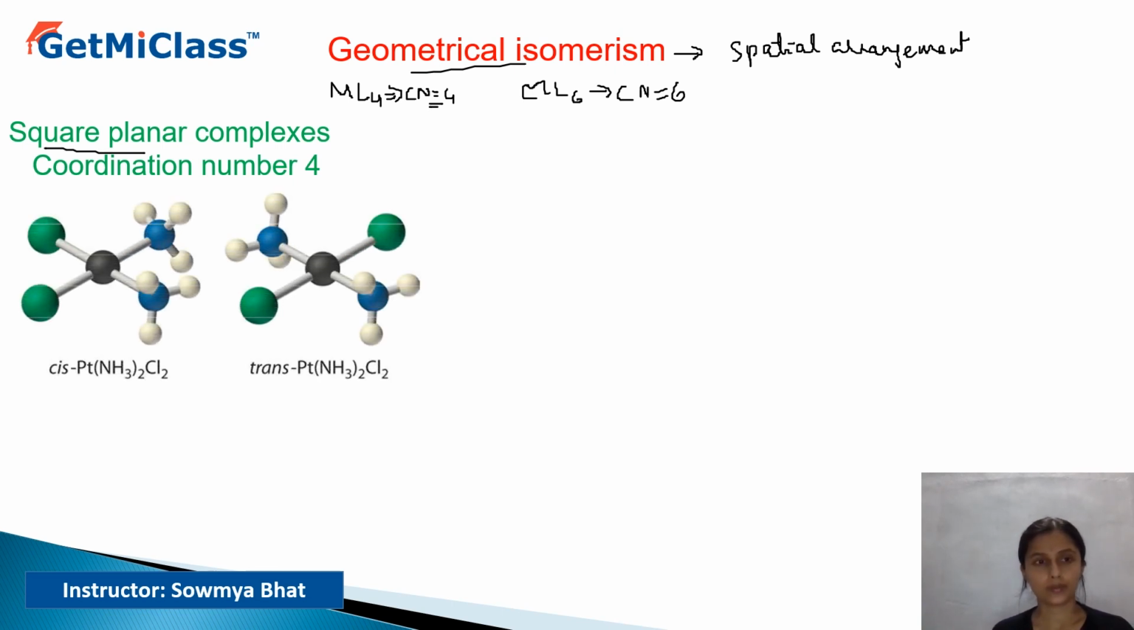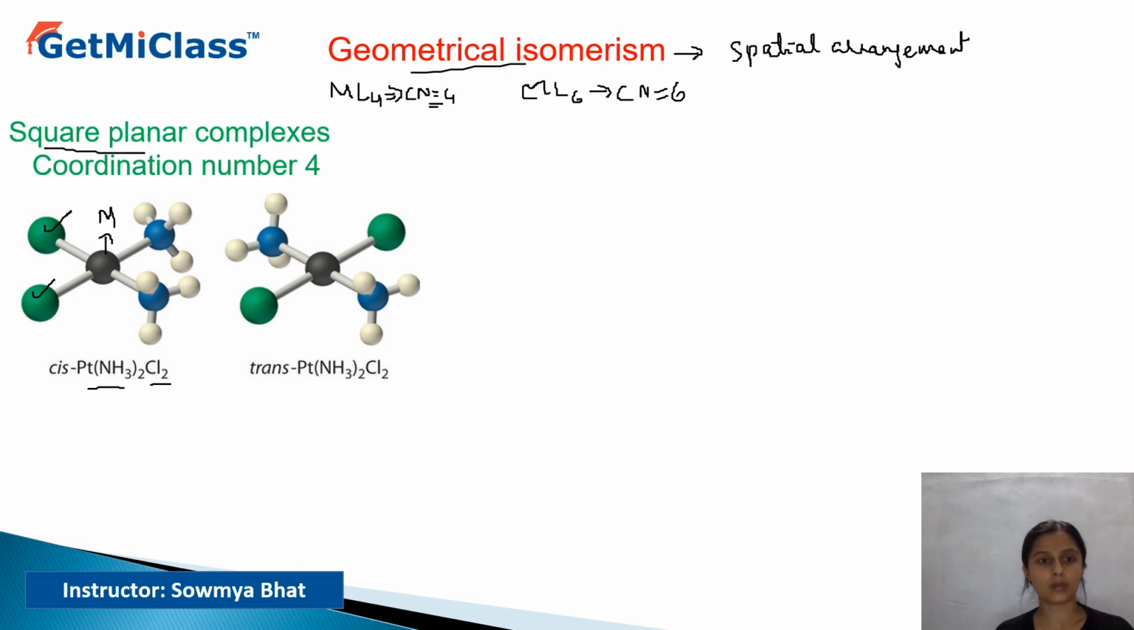So if this is a square planar complex, this is a central metal atom. There are two groups which are on the same side, and the other two groups are on the same side. So if you write Pt(NH3)2Cl2, that's cisplatin, which is an anti-cancer drug.